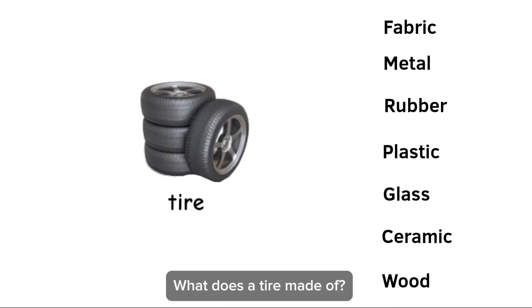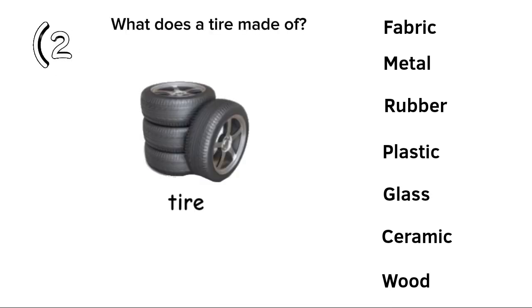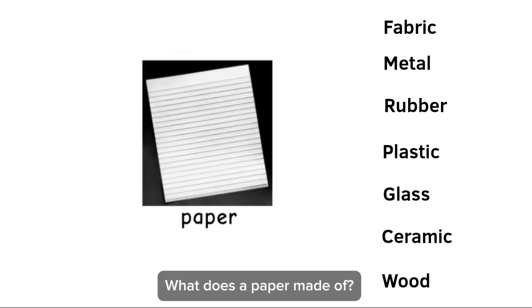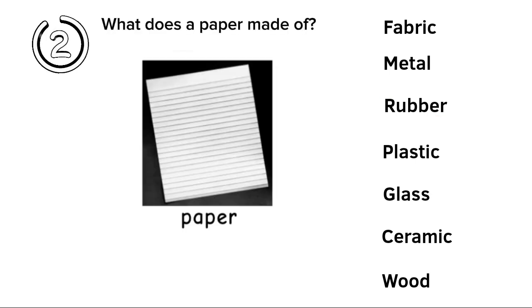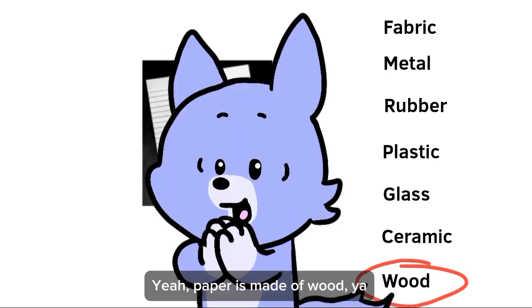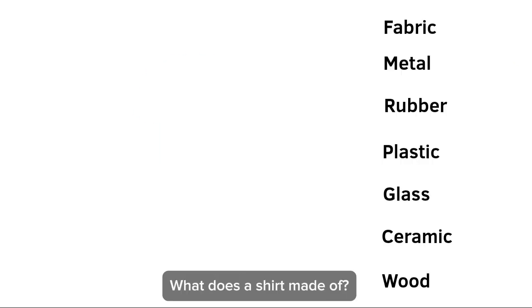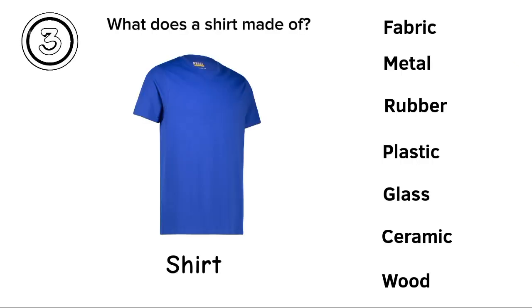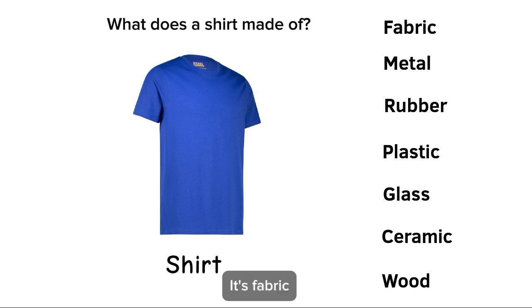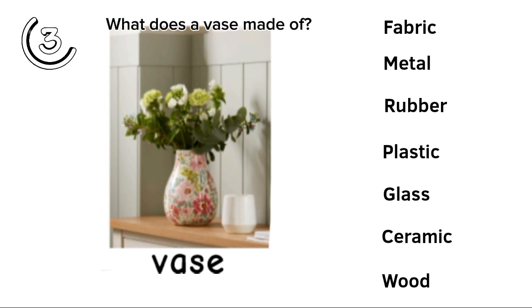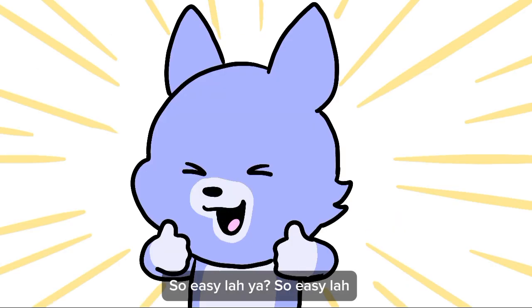Okay, let's try something harder. What is a tire made of? It's rubber. What is paper made of? It's wood. Yeah, paper is made of wood. That's why if you are wasting paper, that means you are wasting trees. Next, what is a shirt made of? It's fabric. And last one, what is a vase made of? It's ceramic. So easy, yeah.